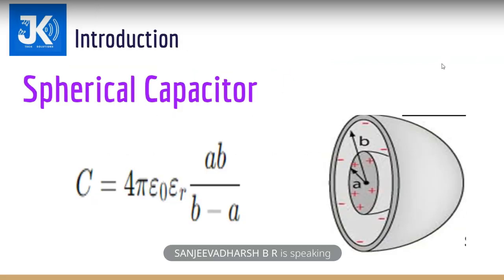Before getting into the simulation, we need to know the formula for a spherical capacitor. The formula is C equal to 4 pi epsilon r into AB divided by B minus A. Here, as you can see in the image, in the spherical capacitor, the inner sphere radius is A and the outer sphere radius is B. The inner sphere has a positive charge. In the outer sphere, we are giving negative charge. So that is the formula.